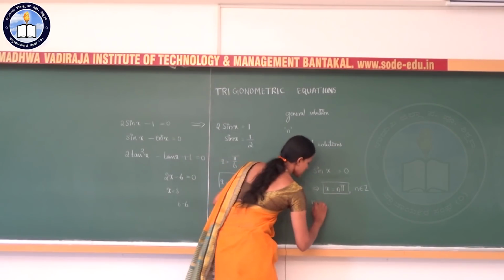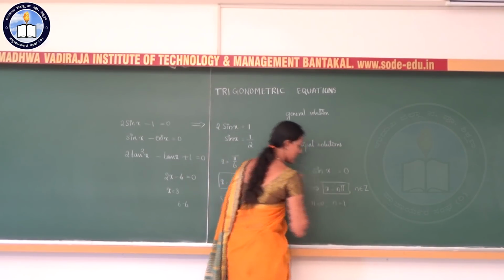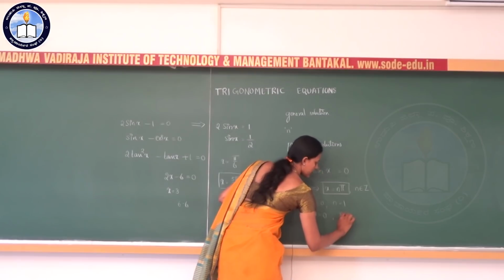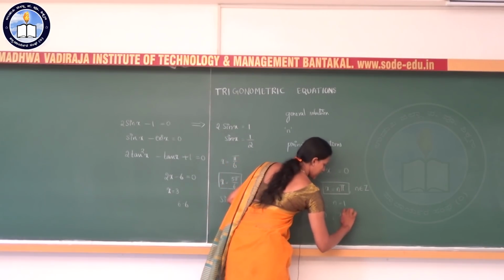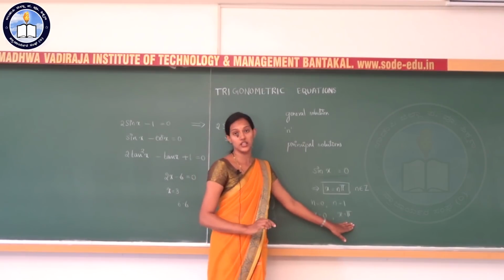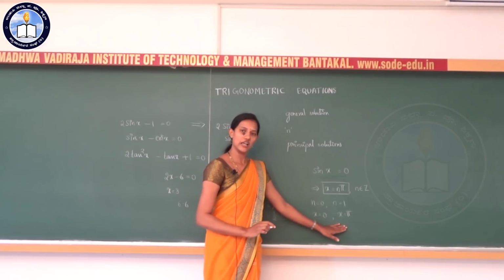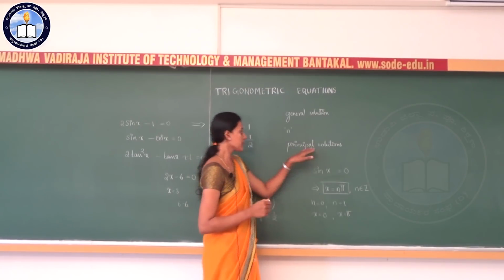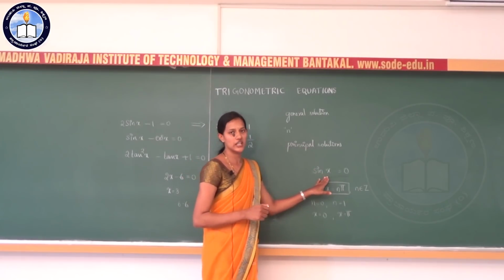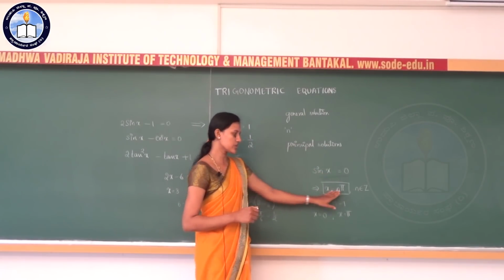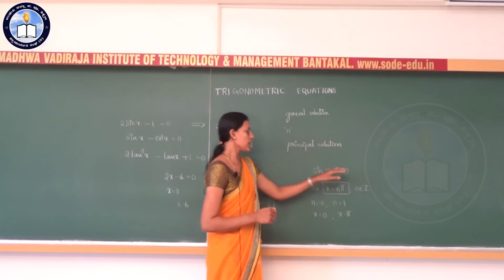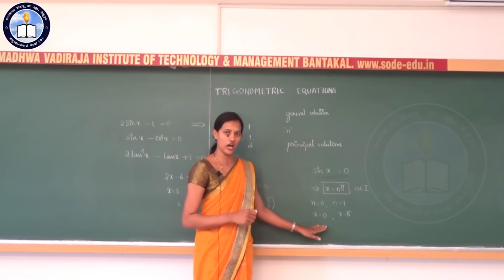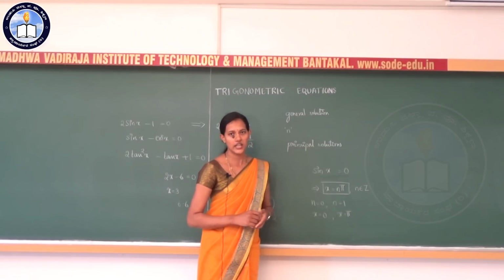If I substitute n is equal to 0 or n is equal to 1, then x is equal to 0 into pi, that is 0, and x is equal to 1 into pi, that is pi. x is equal to 0 and x is equal to pi. These two are angles in between 0 and 2 pi radians, and therefore these two are principal solutions of sin x is equal to 0. x is equal to n pi, where n is an integer, is the general solution of sin x is equal to 0, and its principal solutions are 0 and pi radians.